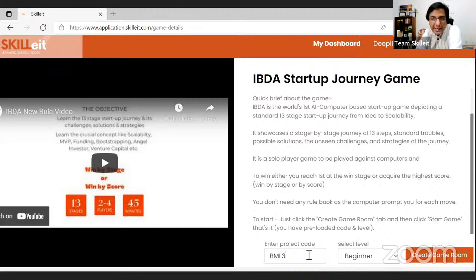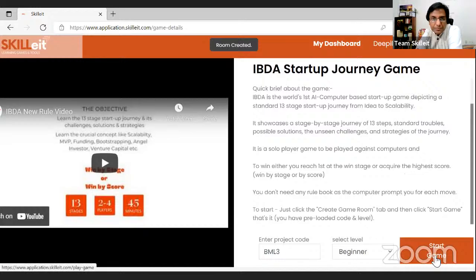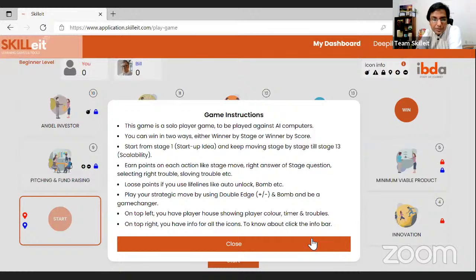Yes. Just go create game room. Click that. Now start the game. Click again. Now just hold here. So everyone should be able to do that. Register, then log in with the same credentials. Go to the dashboard. Put the code. I'm putting the code for everyone. It's capital BML3 is the code. You can also share the link and the code in the WhatsApp group, so if somebody is able to do it later on also.